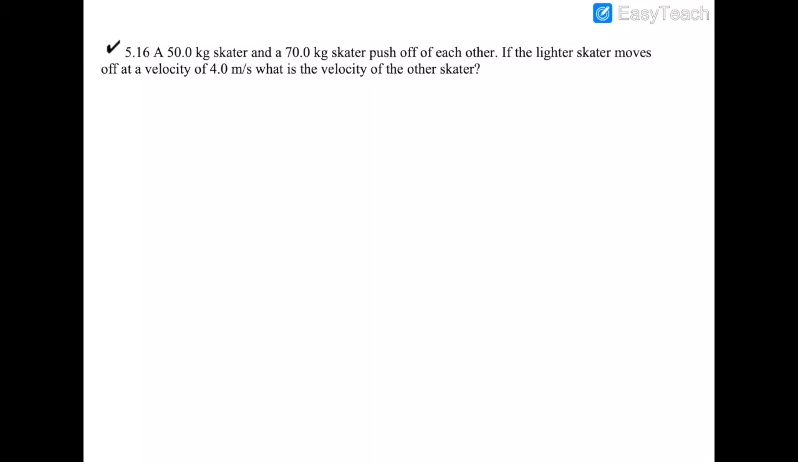If you have a vector going to the right of 3 and then a vector going back to the left of 2, that ends up being a vector of 1 to the right. So those are easy to add because you literally add and subtract them together. And that's what we're going to be doing in these first 3 problems.